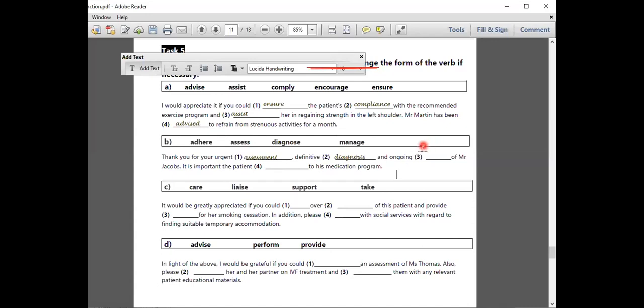Yes, very good. Management, okay. And what would I write here? It's important the patient, we lead as, isn't it? Because this is a singular noun. We add as an es if the noun is singular. So if the patient adheres, it's important the patient adheres to this medication program. Okay, very good. Some of you are going great.